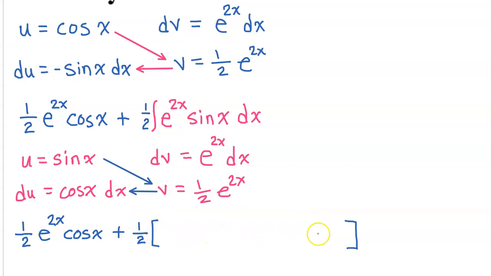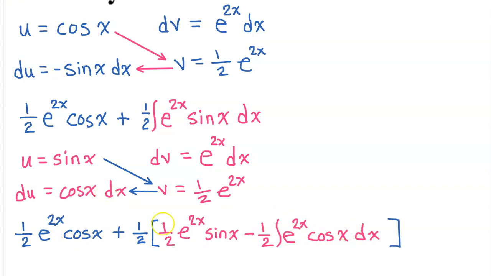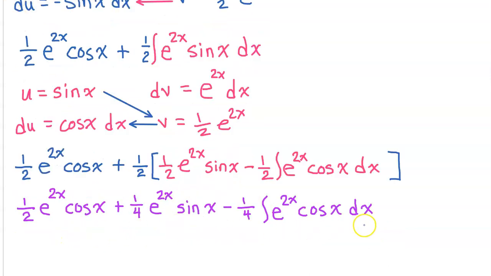Setting up the integration by parts formula, we start with u times v. So that's 1/2 e to the 2x times sine x. And then we do minus the integral of this times this. So now we have this. Let's go ahead and distribute the 1/2. So now we have this. At first we are very sad because we once again get this integral that is no easier to solve than the original integral was. But here's where the trick happens.